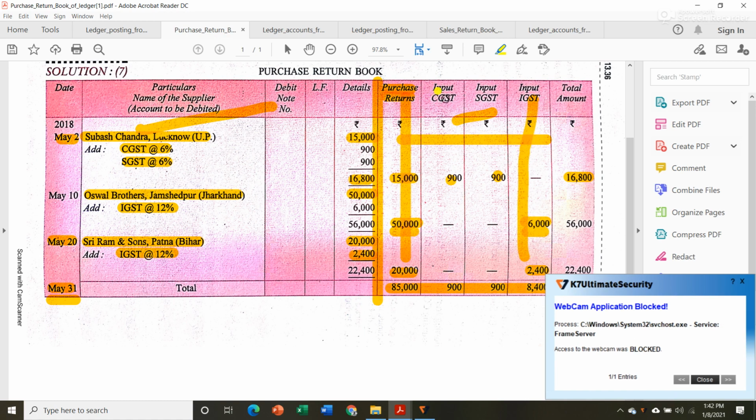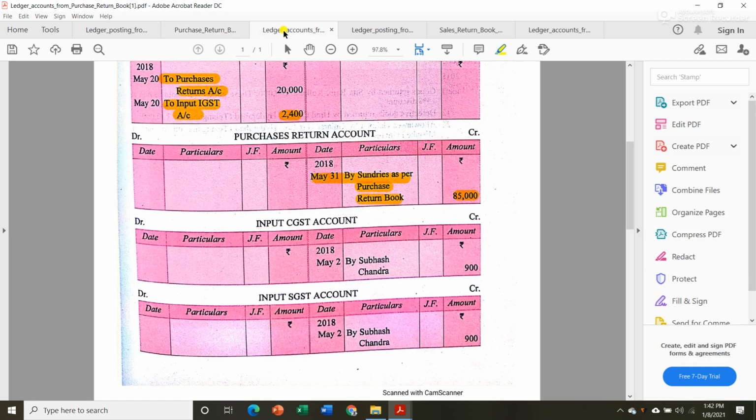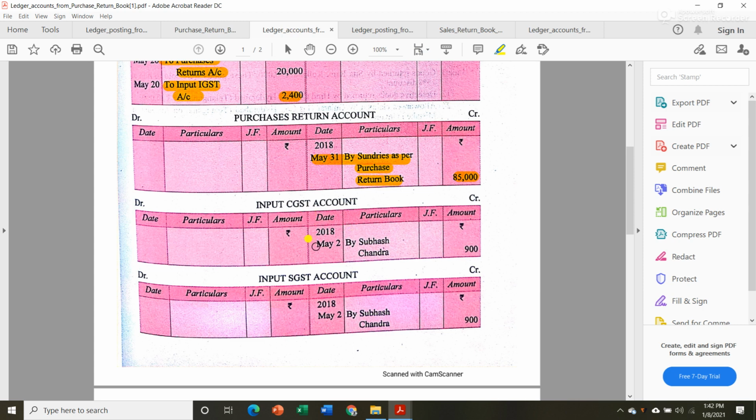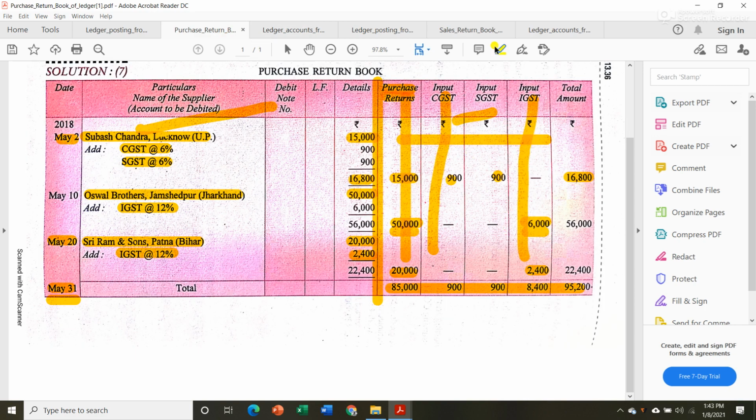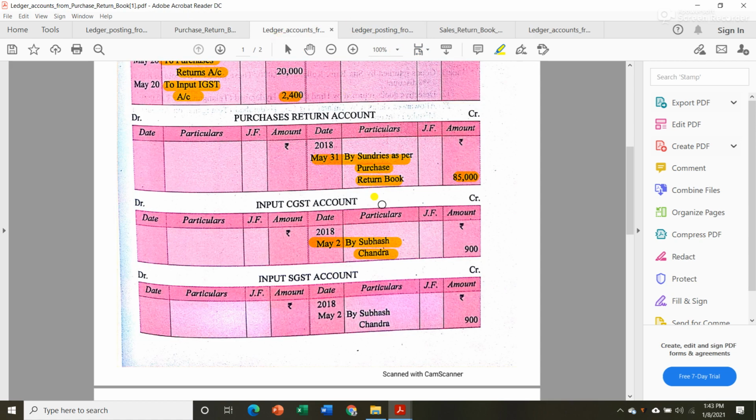In a similar way for input CGST also we have total of 900, so in input CGST we have May to buy Subhash Chandra 900. Then in input SGST we have 900 only related with Subhash Chandra. So for that also we will write by Subhash Chandra 900.